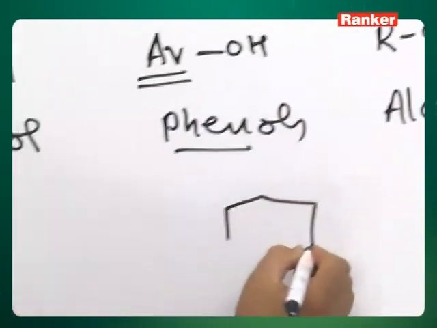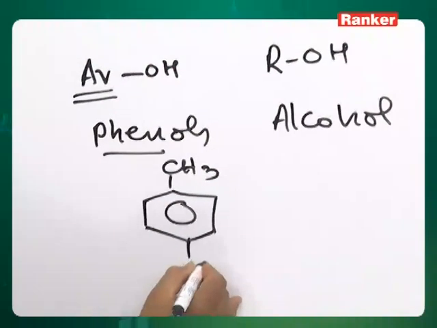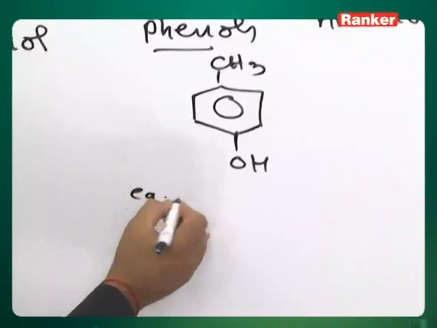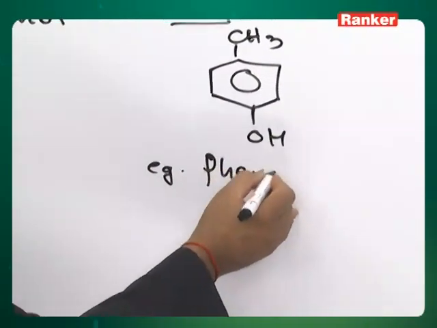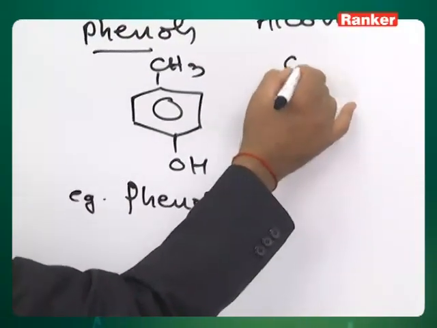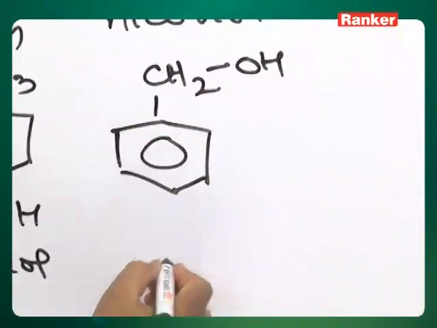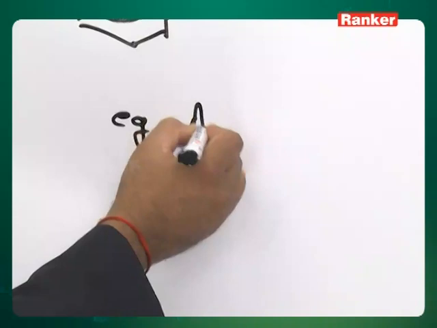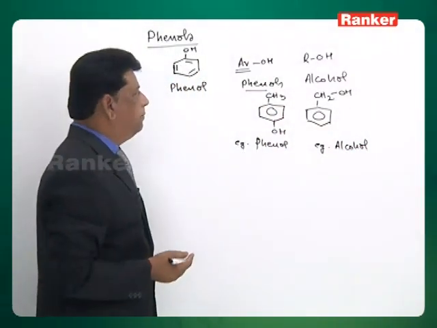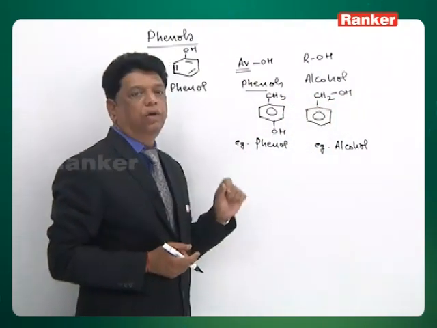So for example, if benzene is there, maybe a methyl is there, but if OH is directly on the ring, this is an example of a phenol. Whereas if the OH is on the carbon which is attached to the benzene, this is an example of an alcohol. That means a saturated system, if OH is attached, we call it an alcohol.